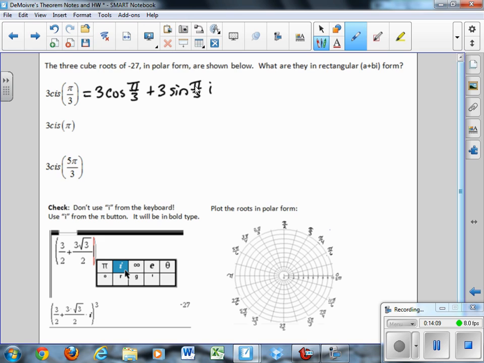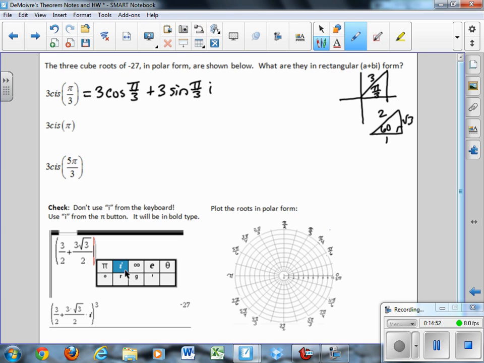So if I were to graph this little number, it would look something like this. Here would be my pi over 3. This would be a 3. This is based on a 30, 60, 90 degree triangle. This is a 60-degree angle here. In terms of its special triangle, the adjacent side is 1, the hypotenuse is 2, and the opposite side is square root of 3. And so I could say cosine of pi over 3 is 1/2, and sine of pi over 3 is square root of 3 over 2.